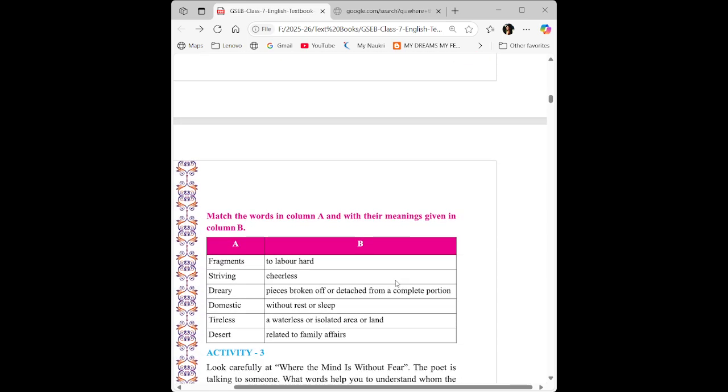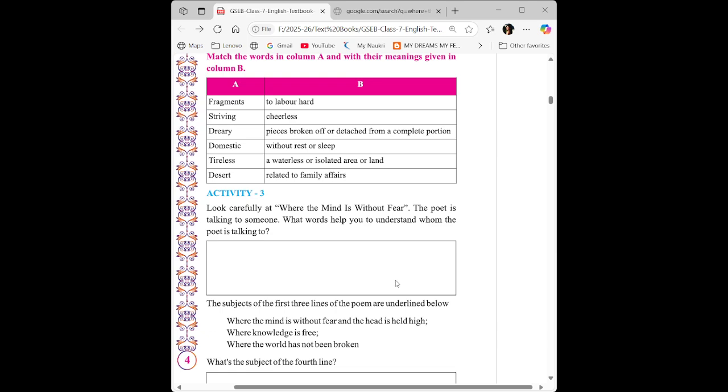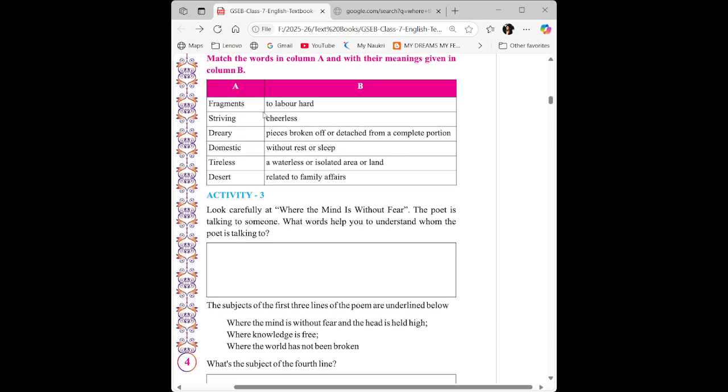Now let's move on to the next activity. Here, see, these are the words given to you. You have to join them. Fragments means pieces broken off or detached from a complete portion.